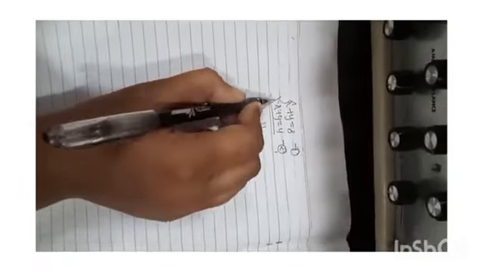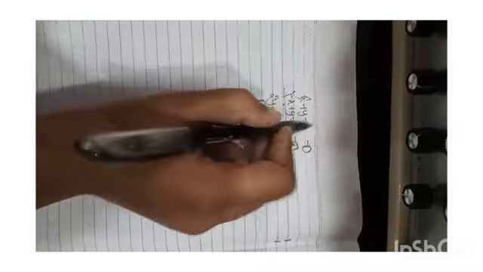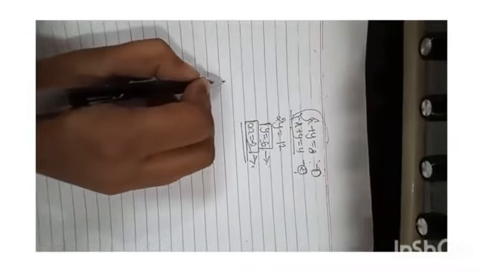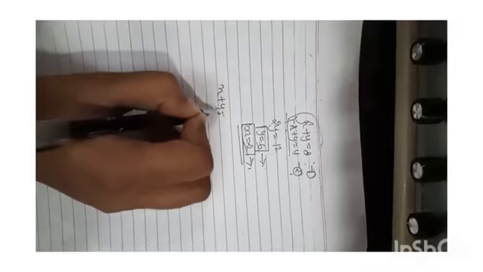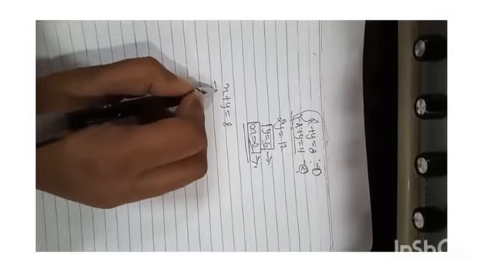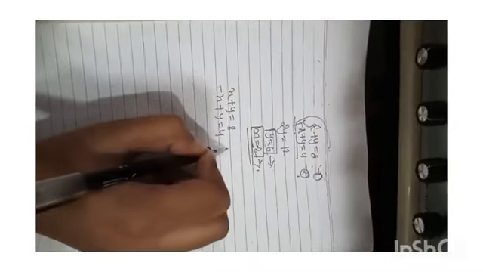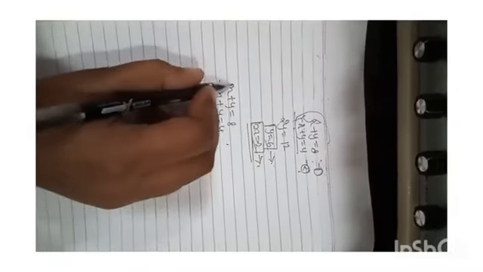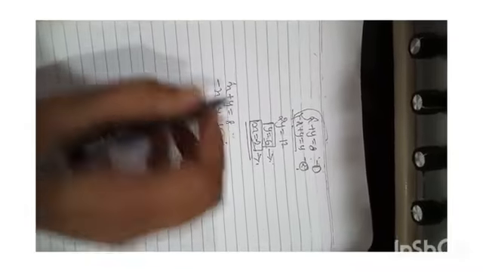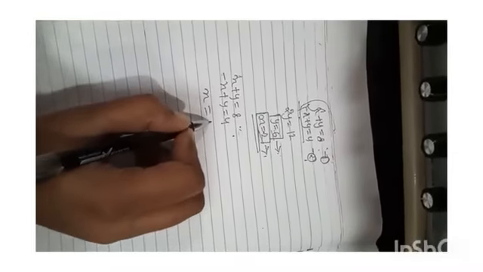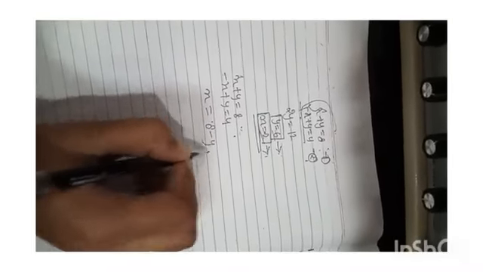But we can't put this value directly to analog computer, we have to make some changes there. So let me write it again: x plus y equal to 8 and minus x plus y equal to 4. Now what I will do is make this equation in terms of x. So x equal to 8 minus y.